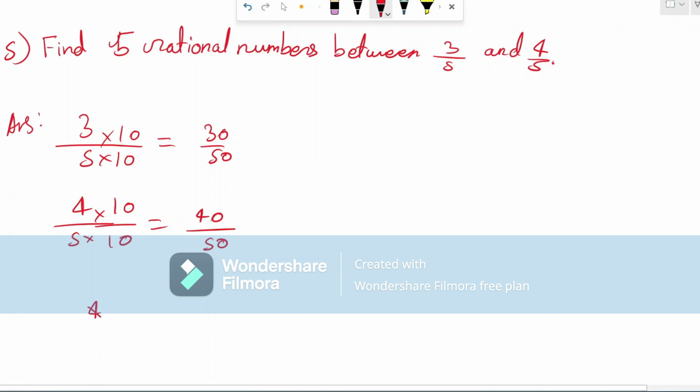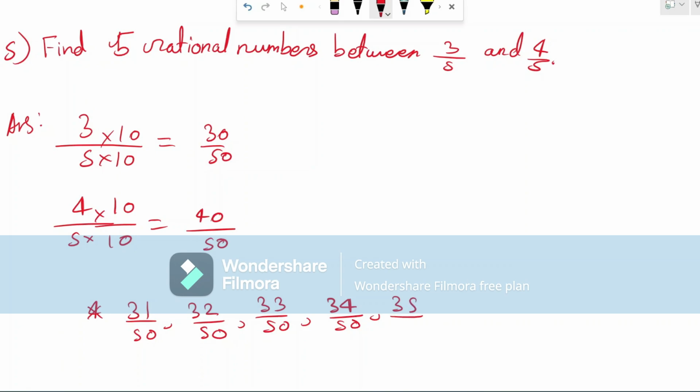So 31 upon 50, 32 upon 50, 33 upon 50, 34 upon 50, 35 upon 50, and 36 upon 50. Okay, let's count. 1, 2, 3, 4, 5, 6. We have our answer. 6 rational numbers between 3 by 5 and 4 by 5.